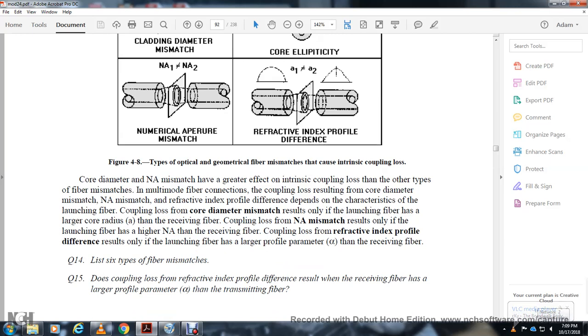Core diameter and numerical aperture mismatch have the greatest effect on intrinsic coupling loss compared to the other types of fiber mismatch in multimode fiber connections. Coupling loss results from core diameter mismatch only if the launching fiber has a larger core radius than the receiving fiber. Numerical aperture mismatch causes coupling loss only if the launching fiber has a higher numerical aperture than the receiving fiber. Coupling loss from effective index profile difference results only if the launching fiber has a larger profile parameter than the receiving fiber.